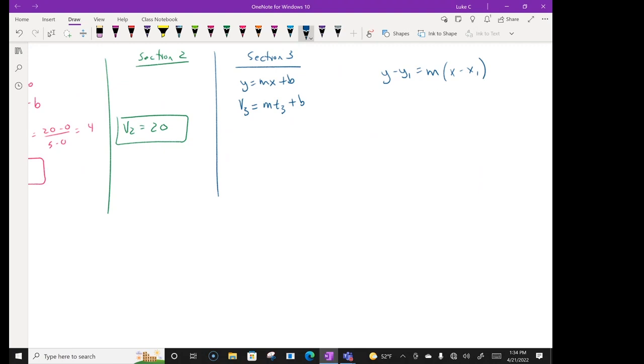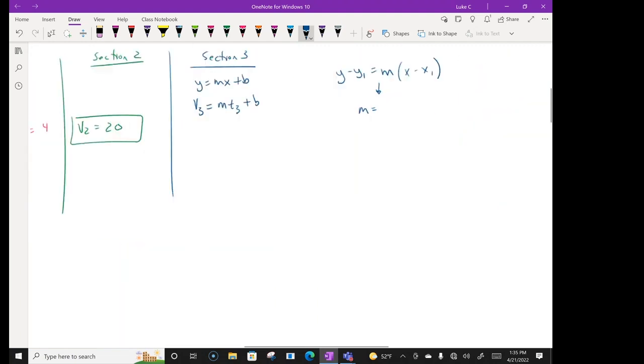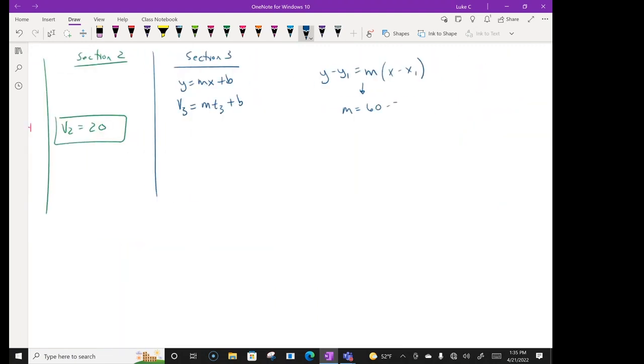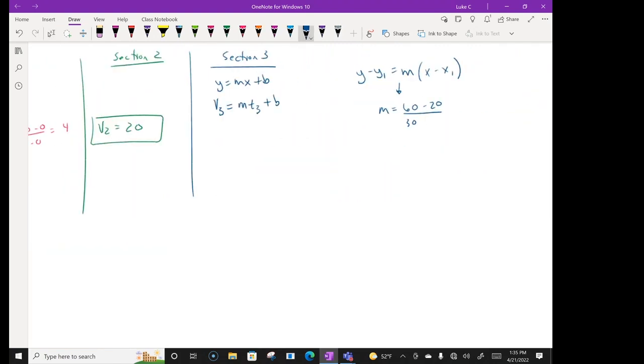Oh, yeah. So this is just finding this. This is really the slope. 60 minus 20. Yeah, I'm just going to do it this way. What's the time? 30 minus 20. So what's that? 40 over 10. So 4 again? Yep.